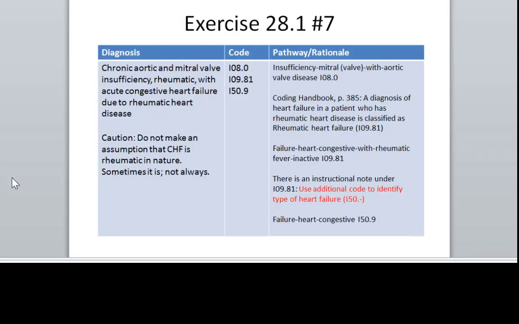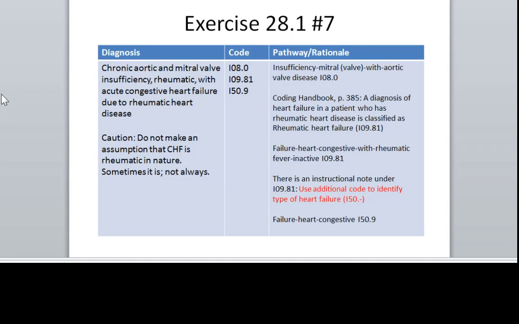Exercise 28.1, number 7. There are some of these exercises that lend themselves to the guidelines, to being able to refer back to guidelines, and other exercises take you back to the coding handbook, but it is information that is vital for you to understand, and because it isn't tied to a guideline, you don't have an immediate reference to it in any way, so it's one of those things that you just have to learn.